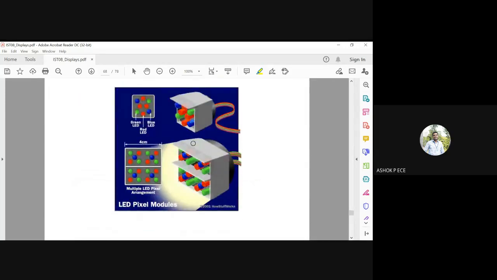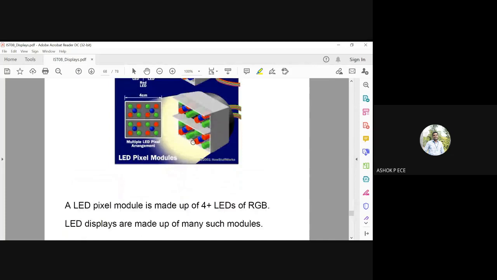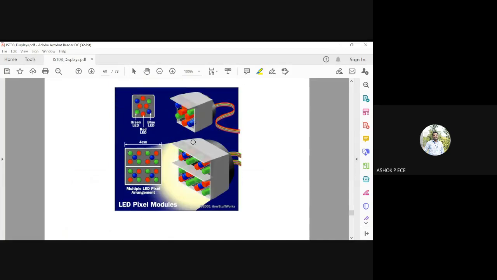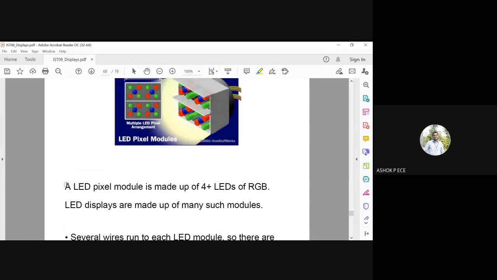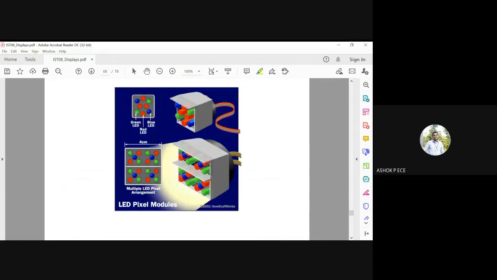An LED-based display. So how are LED displays formed? The basis is going to be an LED. You are going to have an LED pixel module, which means it will have 4+ LEDs of RGB. You see here, two red, two green, and one blue. That is how the multiple LED pixel arrangement looks.